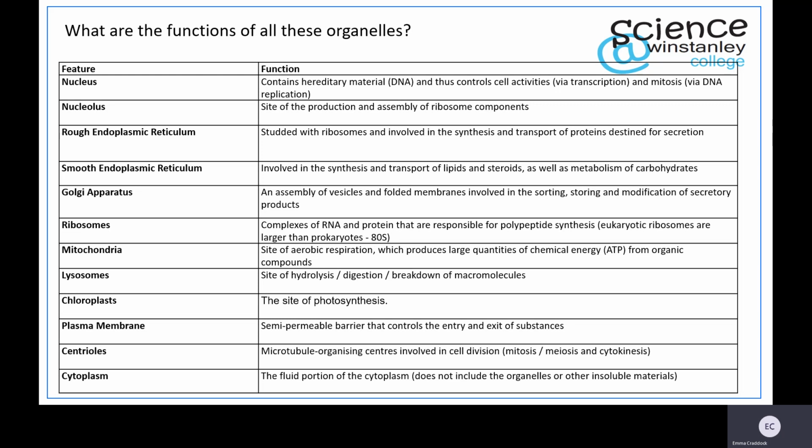You have rough endoplasmic reticulum inside your cell. This is generally found around your nucleus. These are studded with ribosomes and involved in the synthesis and transport of proteins destined for secretion. So secretion means releasing outside of the cell.